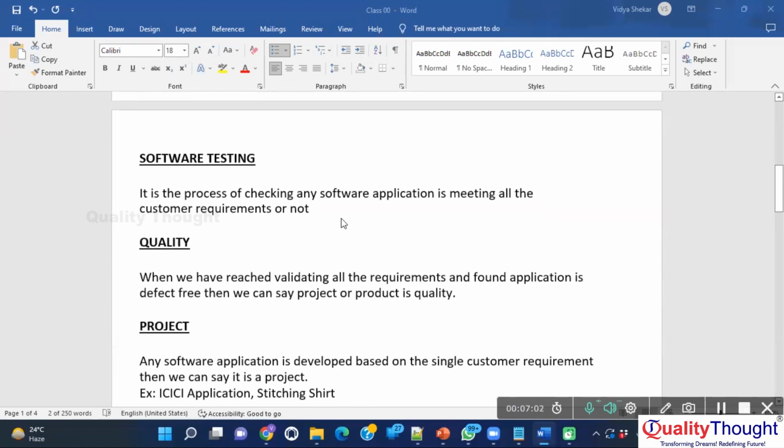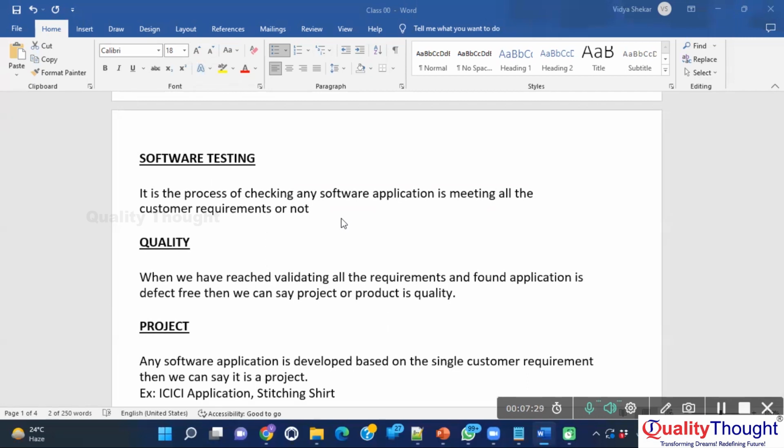It is a process of checking the software application, whatever requirements the client has given, whether the software company has developed the application as per client requirements or not. Why? Because at the end of the day, the customer will be happy only when you deliver a quality product. For example, you are purchasing a mobile phone. When will you be happy? When the mobile phone is working as per your expectations, right? Otherwise, you will not be happy.